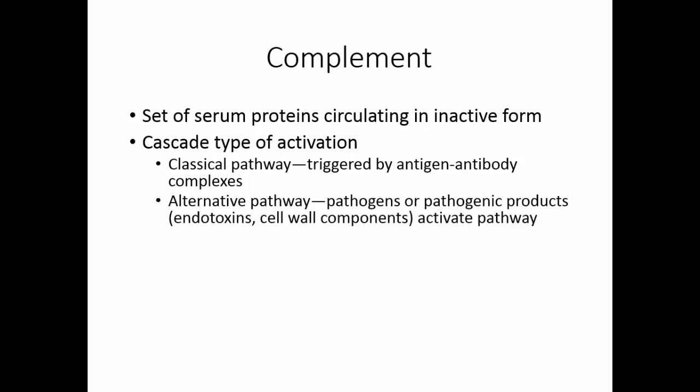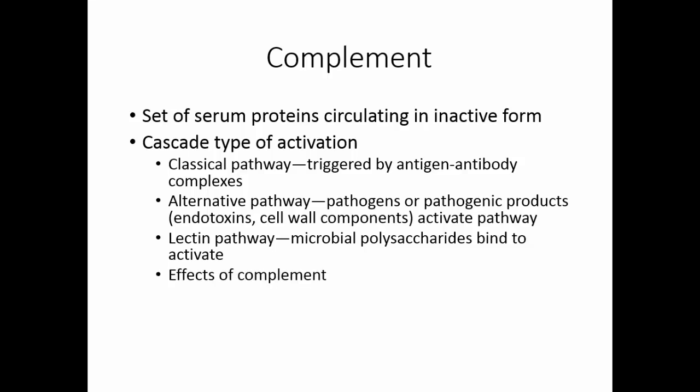An alternate pathway can be triggered by pathogens or pathogenic products, endotoxins, cell wall components. These things can activate the complement pathway. And then the lectin pathway is activated by microbial polysaccharides. They can bind to complement and actually activate the complement sequence. As complement is being developed, as we're going through this cascade of events, we have certain components of complement that can act as opsonins. They can coat bacterial cells, making them easy for phagocytic cells to find and engulf.